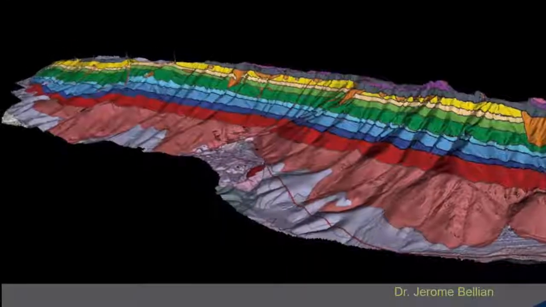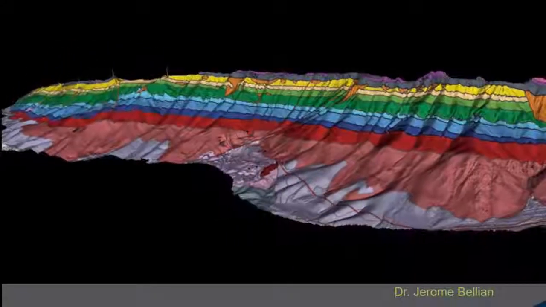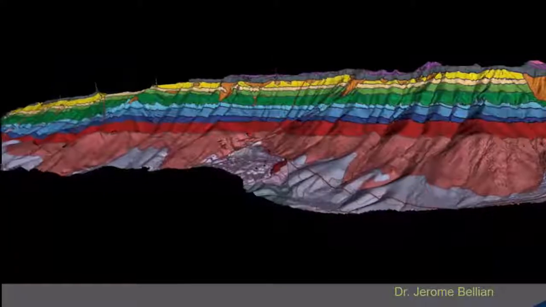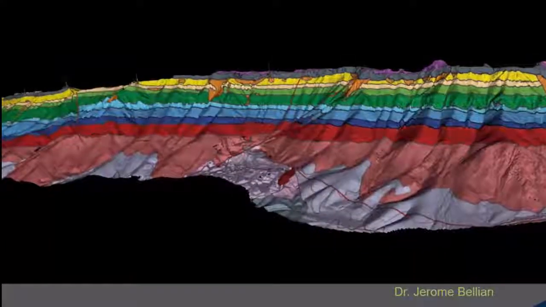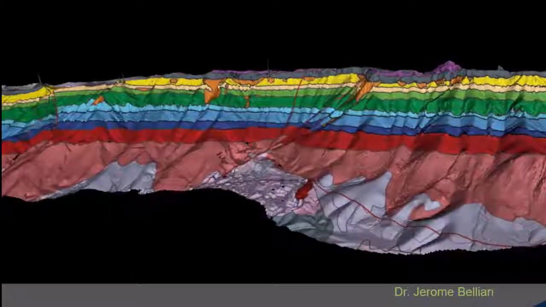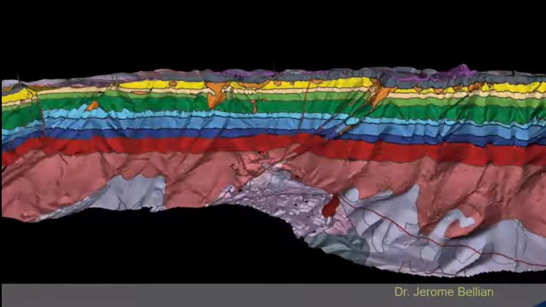So what we'll do here is we'll just pivot this model, and I'll turn it a little bit to your right, and then we'll dip it up so you're looking straight on the actual original deposition. So it's sort of like a true cross section as it was deposited. And again, the red lines are faults.